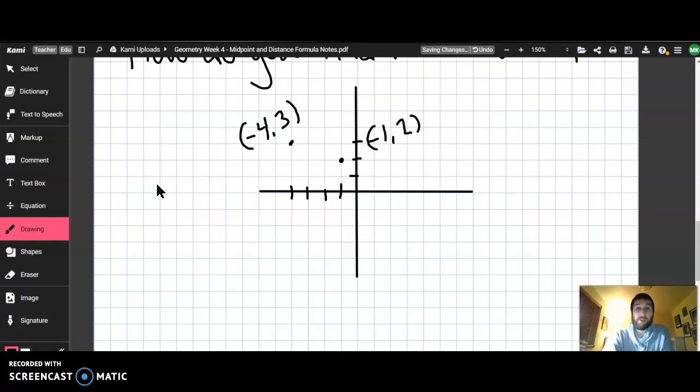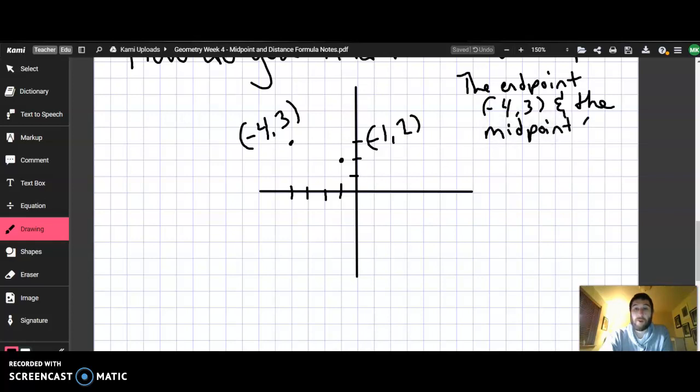And so let's say the endpoint is -4, comma 3, and the midpoint is -1, comma 2. Where is the other endpoint? There's a couple of layers to talk about this and a couple of ways we can approach this. One of them is graphically. We know that the midpoint's in the middle and the endpoint's on the end. And it's going to be the same distance. It's going to be congruent on either side.